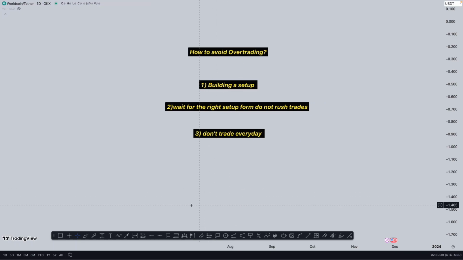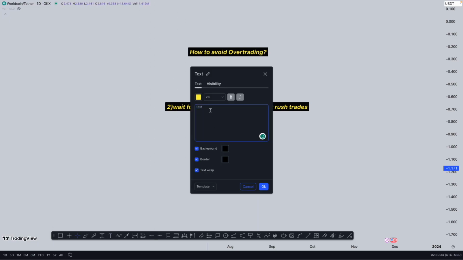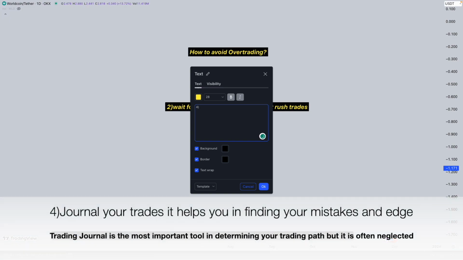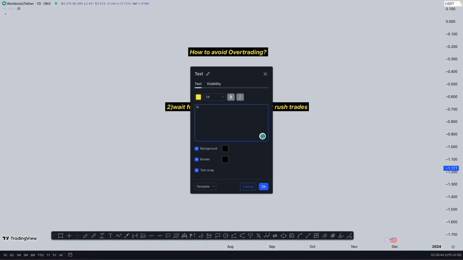Now the fourth point is very important, and I do not see anyone who's starting out their career doing so. The fourth point is so important that it also helps you understand what kind of personality you have, or what kind of approach you have when it comes to trading. The fourth point is again correlated with all of them, and this is basically that you start journaling your trades.